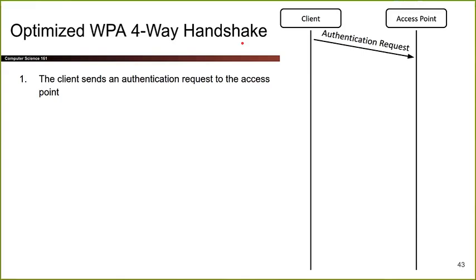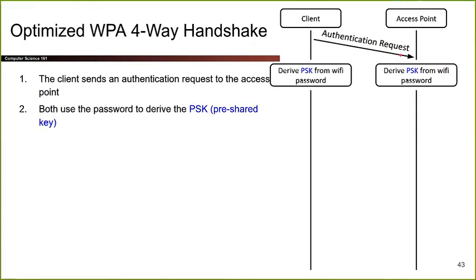We're going to get it down to 4. So the authentication request still has to be made. I still have to say, hi, I want to connect to the network. That can't be avoided. But now we're still going to derive blue from the password. So that still happens. I'm still going to send the nonce. That is still the same as before.